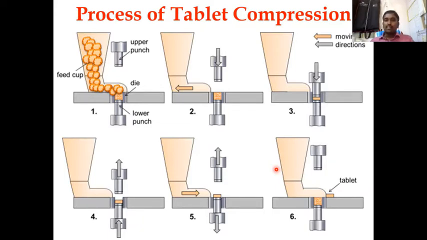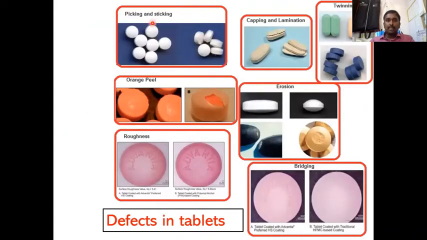So like that, when they say quality has been passed, they have some pre-checks on whether it has the appearance or the function which is predetermined by the manufacturer. Like that, when a tablet is manufactured, it also has some problems. What are the problems you can see here? The first problem is picking and sticking.